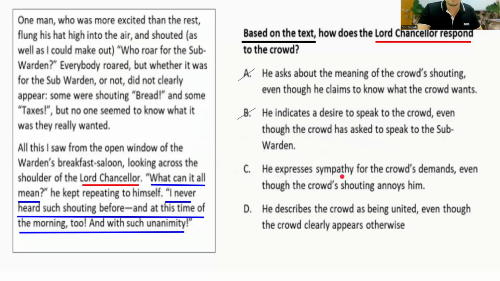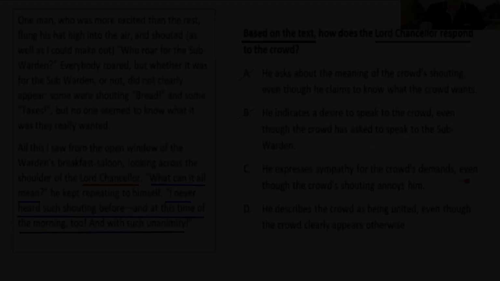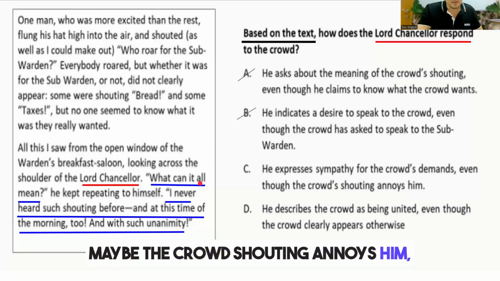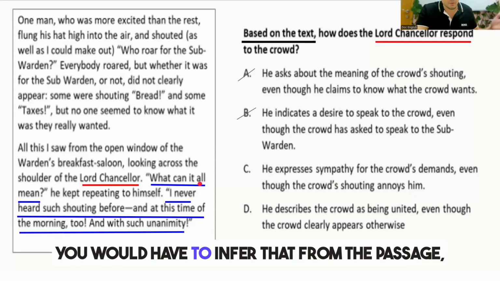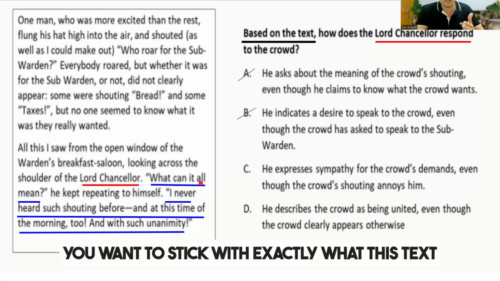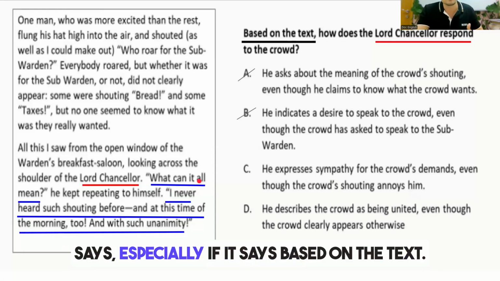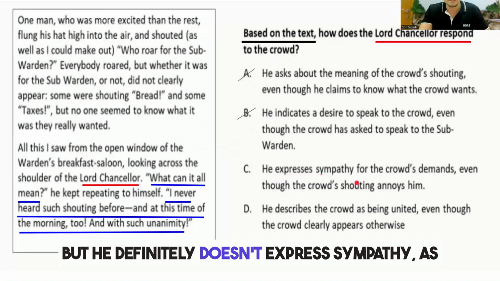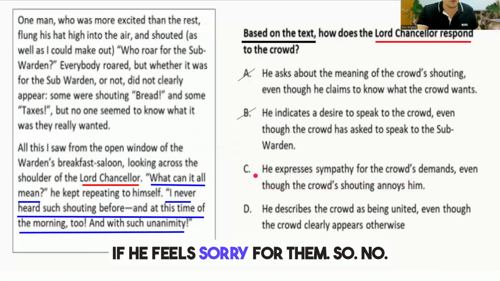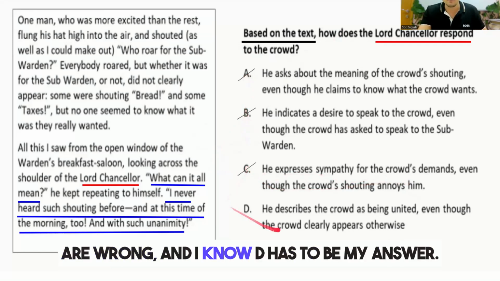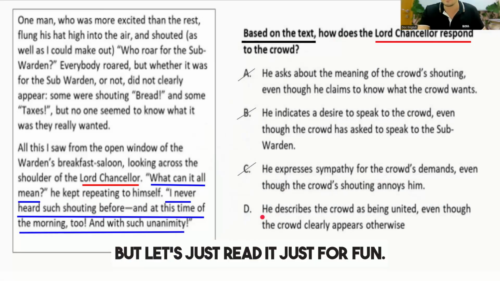Letter C, he expresses sympathy for the crowd's demands, even though the crowd shouting annoys him. Okay, so I can see here that maybe the crowd shouting annoys him, although it doesn't say that directly. You would have to infer that from the passage, which you don't want to do on these questions. You want to stick with exactly what this text says, especially if it says based on the text. But he definitely doesn't express sympathy as if he feels sorry for them. So no. So right off the bat, I know A, B, and C are wrong, and I know D has to be my answer. But let's just read it just for fun.